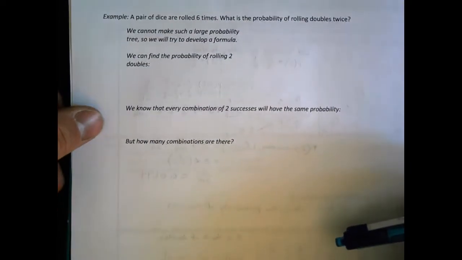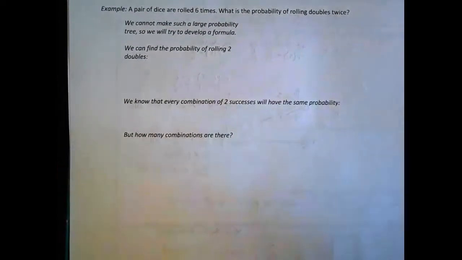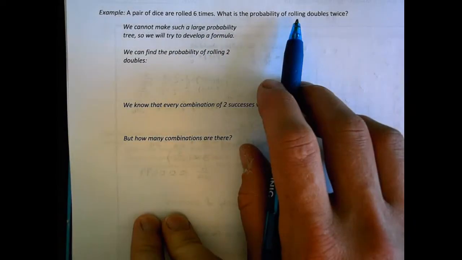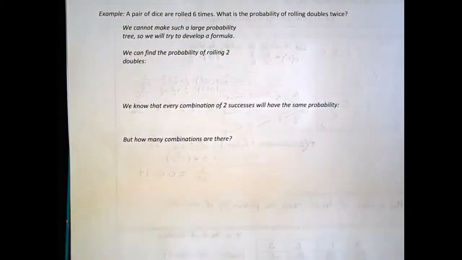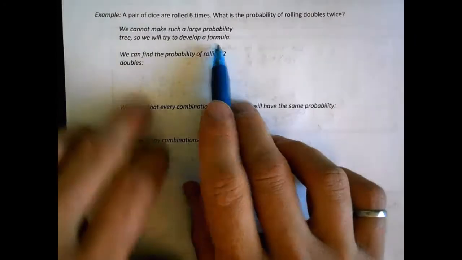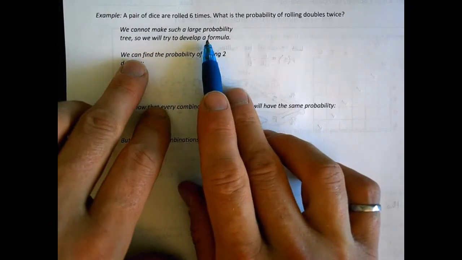So let's look at that same example. A pair of dice are rolled 6 times. What is the probability of rolling doubles twice? Well, as you can imagine, this would be a humongous tree. We can't make sense of such a large probability tree. So let's develop a formula.